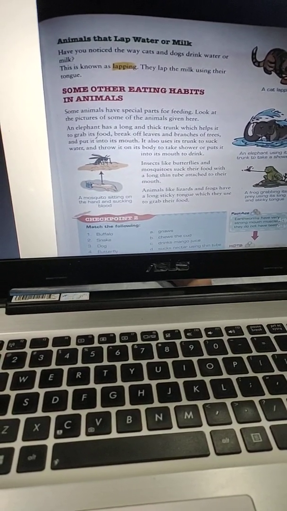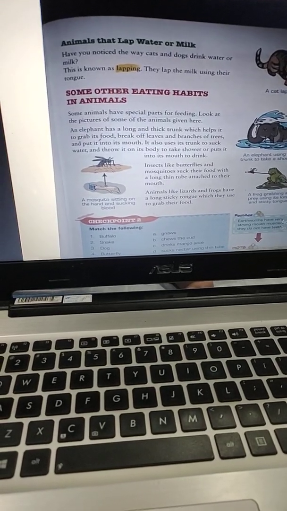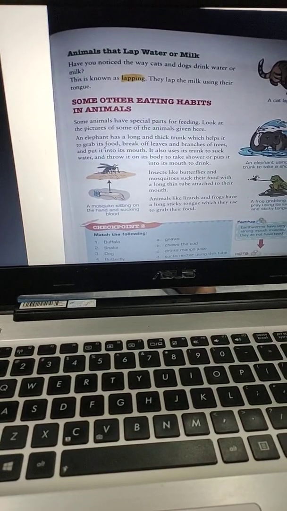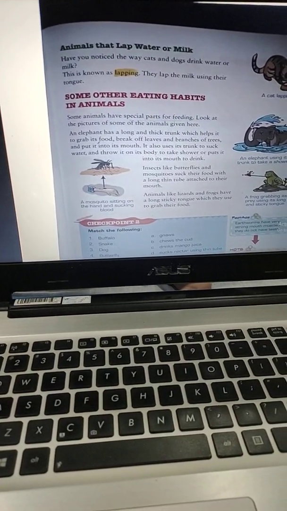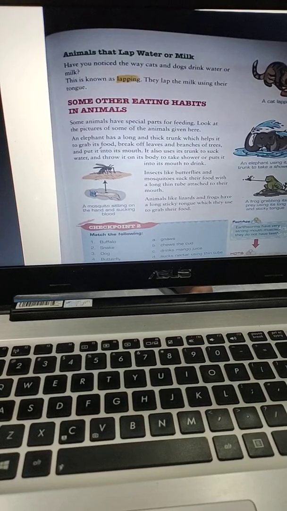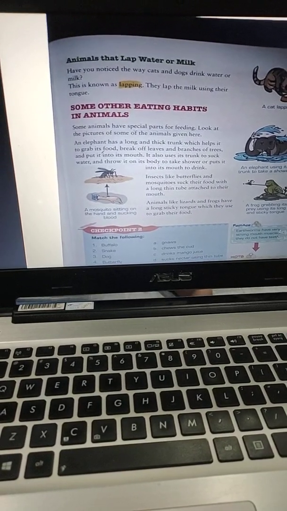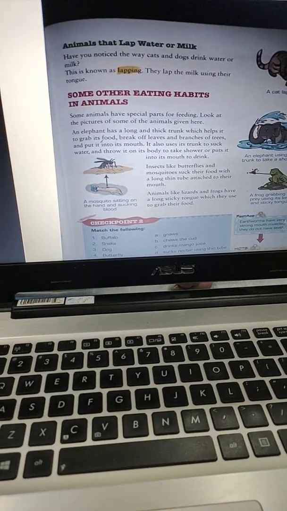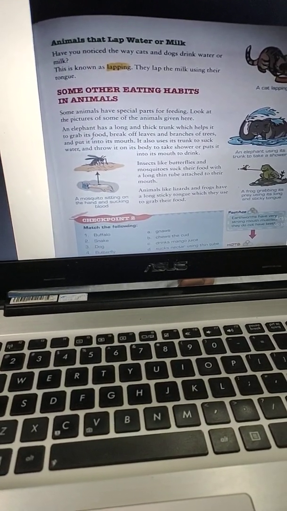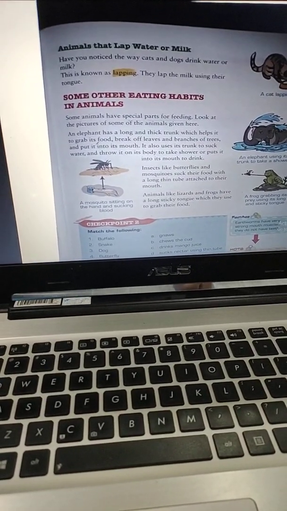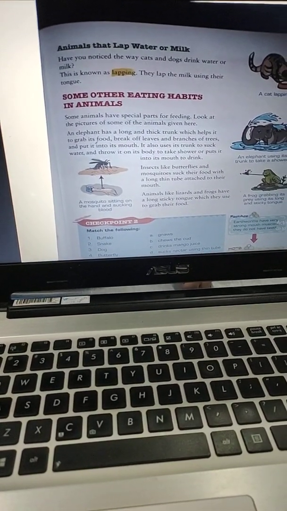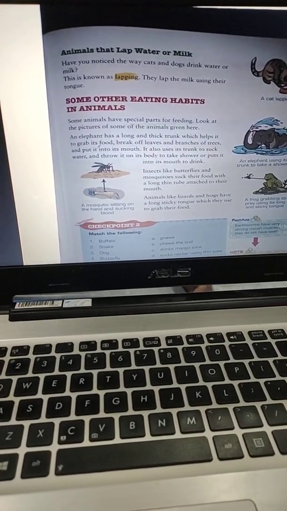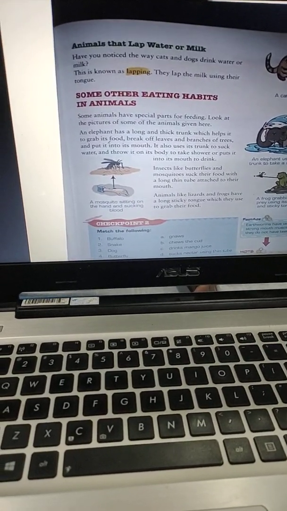Some insects and butterflies have a tube attached to their mouth, called a proboscis, through which they can suck the nectar or the nutrition which they want from the flowers. So animals like these eat their food like this. Butterflies, insects, mosquitoes have a long thin tube attached to their mouth, and from that they suck the blood of people or the nutrition from flowers.